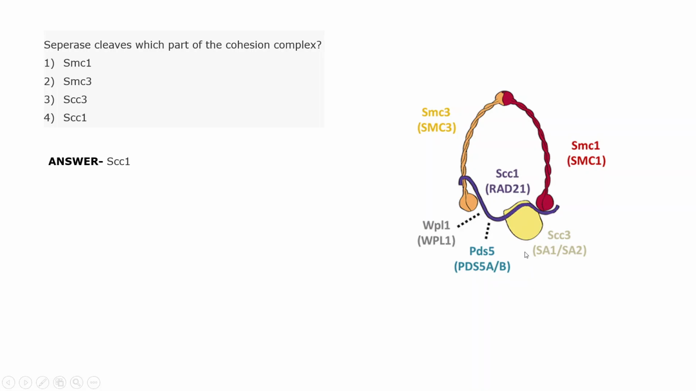Once separase is free from the securin molecule, which is degraded by the APC complex through the proteasome degradation mechanism, separase recognizes this SCC1 complex and cleaves it. So now you can see that this complex is free.